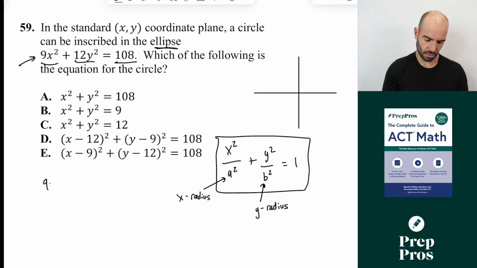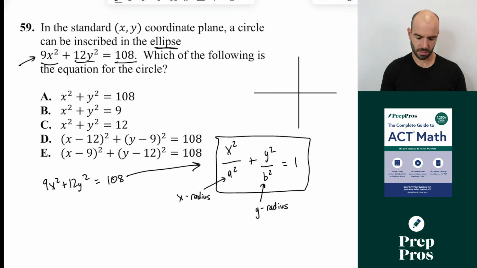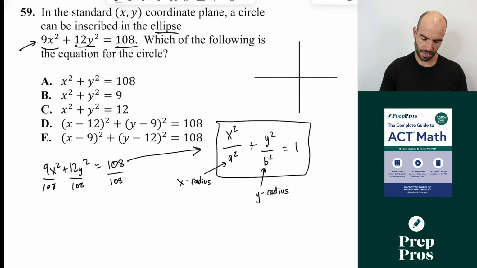So I'll write it out down here. We have 9x squared plus 12y squared equals 108. To get to this standard form, which is where we can graph this, we want to divide everything by 108. And if I do that, I can simplify it. So the 108 and the 9.